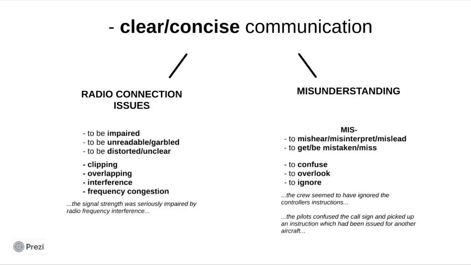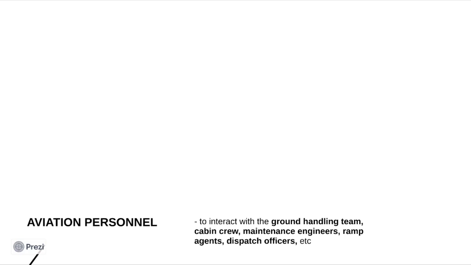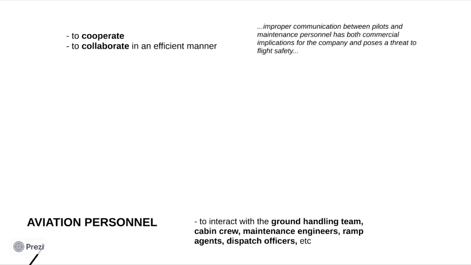Now, moving on to interactions among aviation personnel. We come across this topic when we are asked to talk on how pilots interact with the ground handling team, cabin crew, maintenance engineers, ramp agents, dispatch officers, and others, or when there is a need to talk about these jobs in particular, or about the importance of effective communication among employees. I guess the core idea here is to be able to say that we all need to cooperate or collaborate in the most efficient manner.